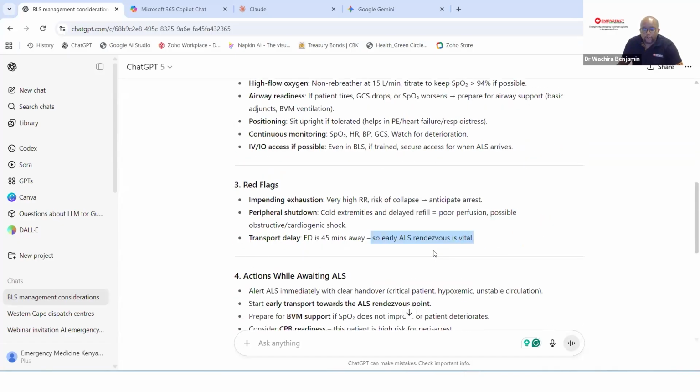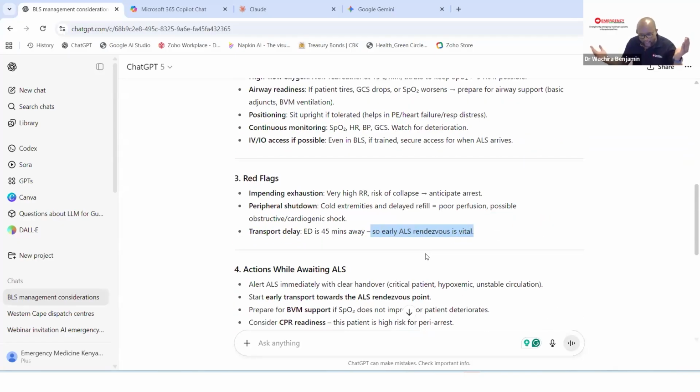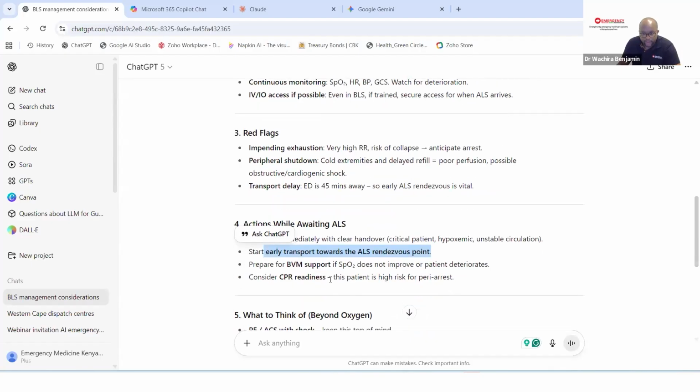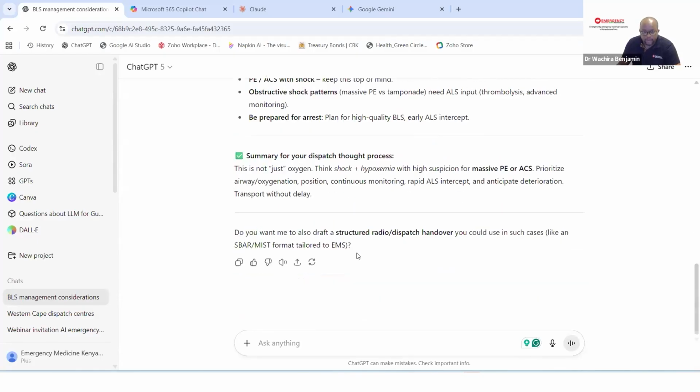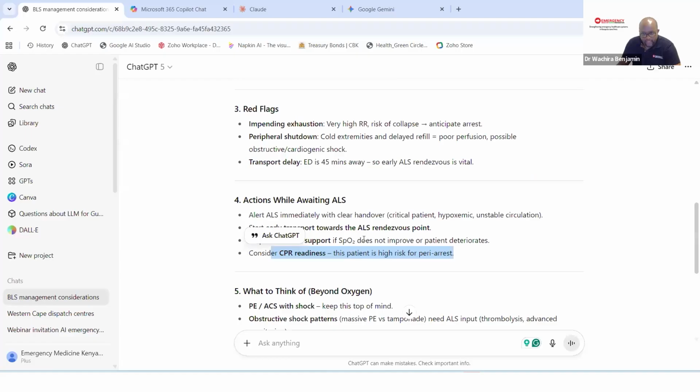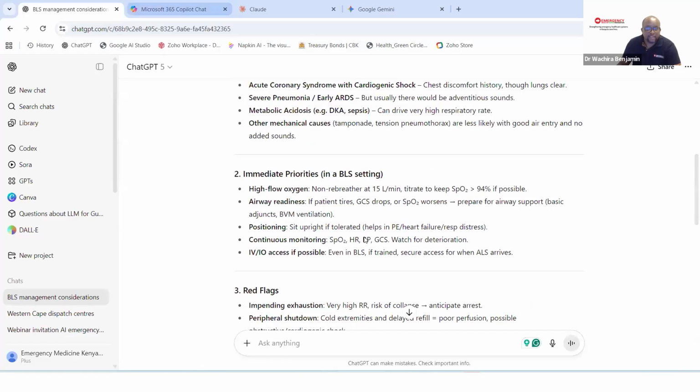Yes, ALS. So you start driving to the ED and your ALS meets you. Start early transportation towards the ALS rendezvous so that you may consider CPR readiness and be prepared to arrest. So start driving towards the ALS, you meet up with the ALS. So that's the continuation of Julia's case.